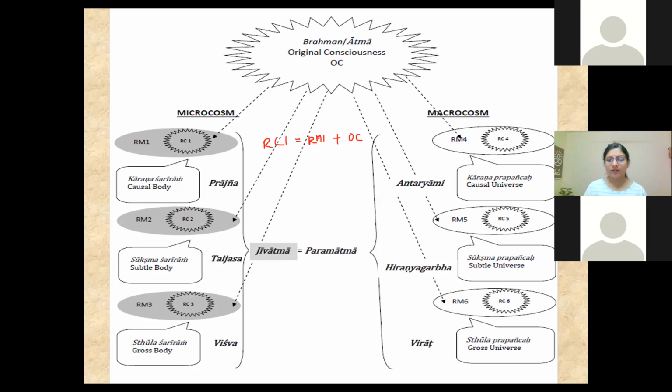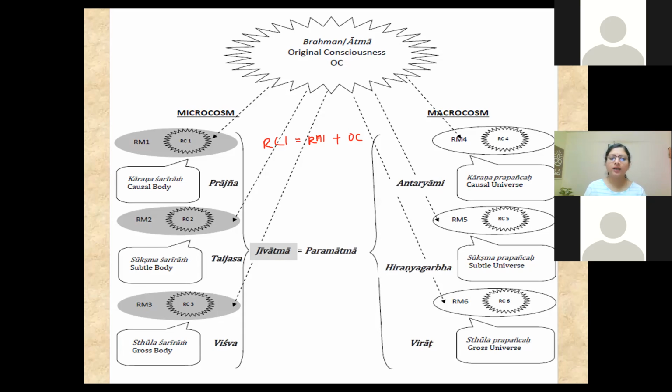I mean, Taijasa and Hiranyagarbha are the same at an individual and then a universal level. Vishwa and Virat are the same. From the RM point of view, they are not the same from RM point of view. So in what way are they the same? Like, of course, they're backed up with OC. Okay, and RC. RC6. So how come it's different from RM point of view?